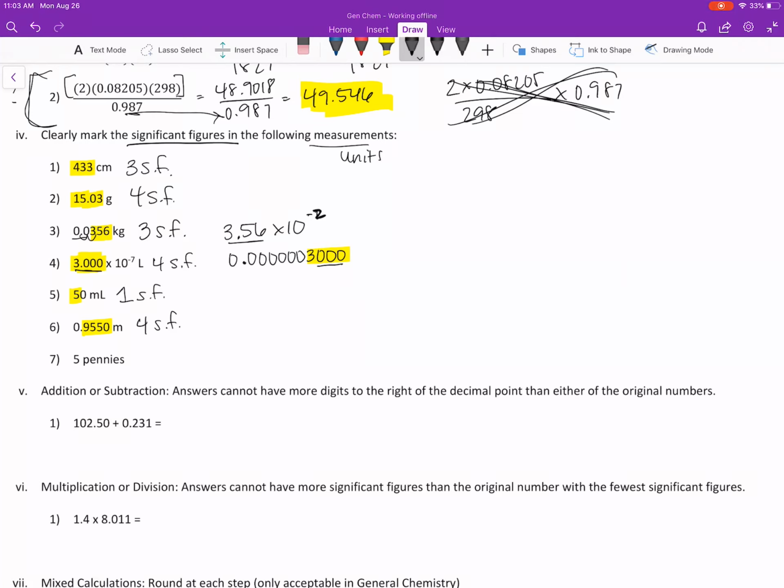Now on this one, the last one, it says 5 pennies. So technically this is a counting number. So sometimes you're going to see it's one significant figure, and then other times, because it's a counting number, it's considered to be kind of infinite. Okay, so 5.